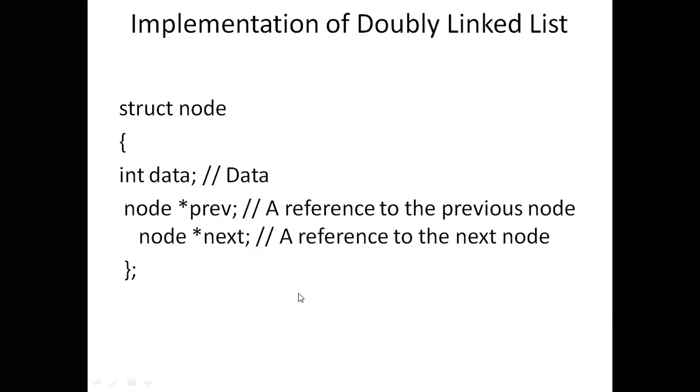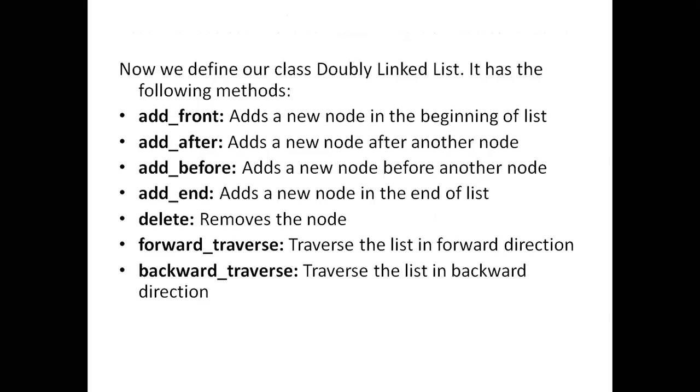Shall I move on to the next slide? Okay. Now we define our class doubly linked list. It has the following methods. So what are the operations? Add at the front, that means add a new node in the beginning of the list. Add the new node after another node, and before another node. And the last one is add at the end. Delete also: delete from the front, delete at the end, and delete a particular node.